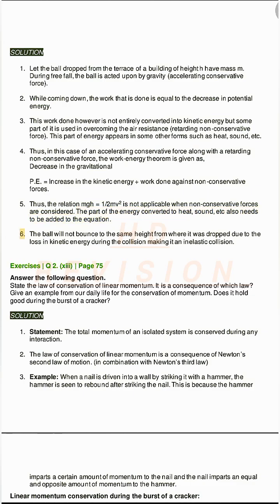6. The ball will not bounce to the same height from where it was dropped due to the loss in kinetic energy during the collision, making it an inelastic collision.